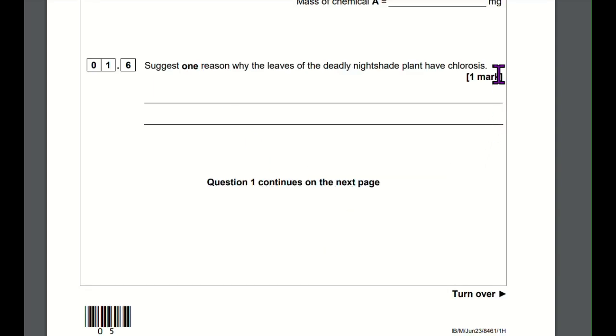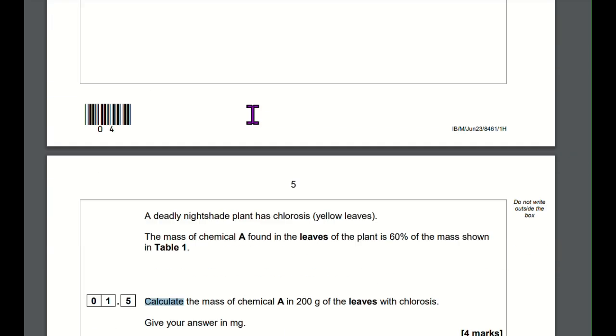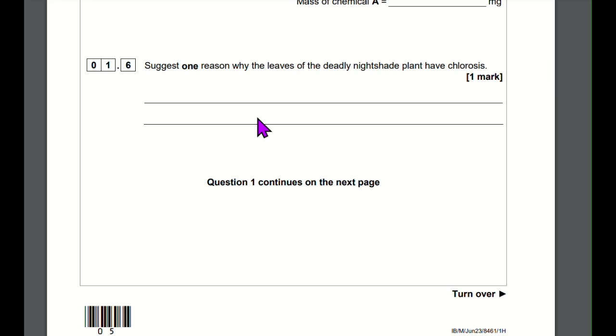Then we go back to an AO1 question. Suggest 1 reason why the leaves of the deadly nightshade plant have chlorosis. So look back at any of the information that has been given to you prior to this question and you could state things like it has a small amount of chlorophyll or no chlorophyll, lack of chloroplasts, deficient in magnesium, etc. But a short answer.